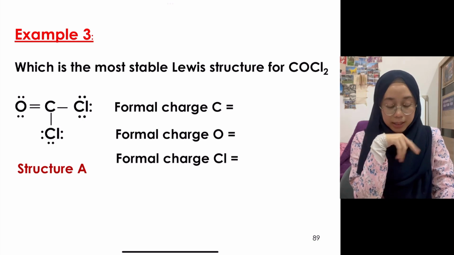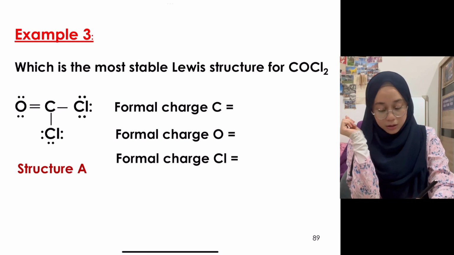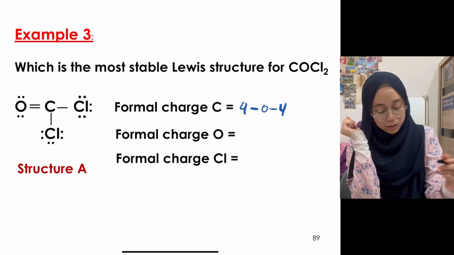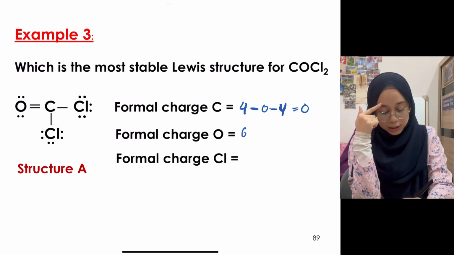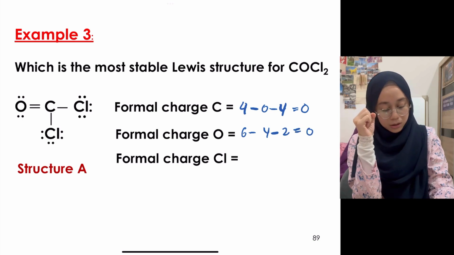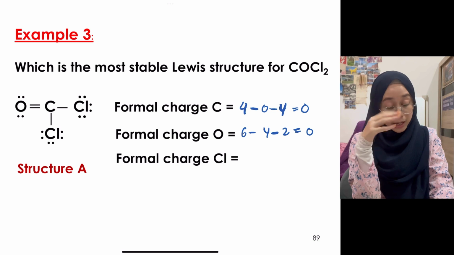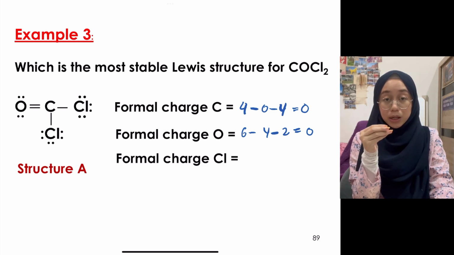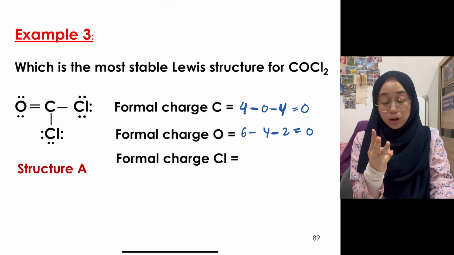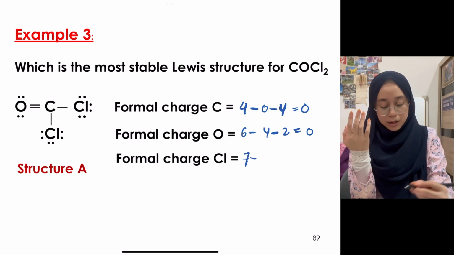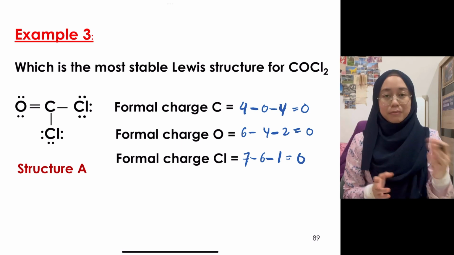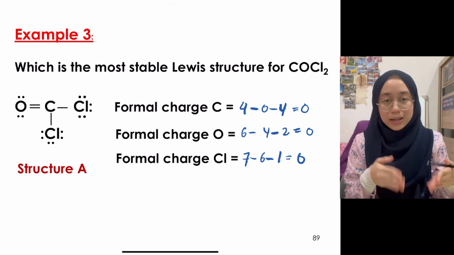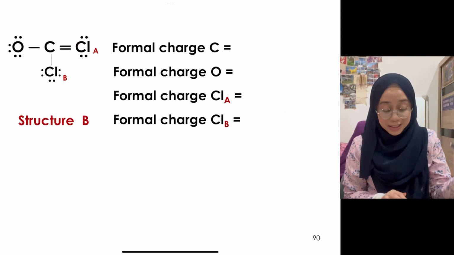So ini untuk structure A, kita try kira untuk ini dulu. So kalau carbon 4 minus 0 minus 4, dapatlah 0. Oksigen 6 minus 4 minus 2 dapat 0. Cl ada 2, tapi adakah they are similar to one another? Yes, sebab masing-masing ada satu single, ada 3 lone pair, so sama aja. So 7 minus 6 minus 1 equals to 0 juga. Ini untuk structure A. Obvious dah, semua 0. So mungkin dialah the most possible one kan. Tapi kita just try tengok structure B.